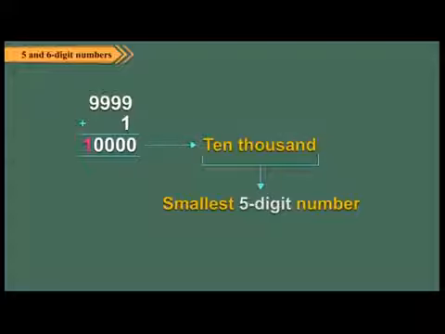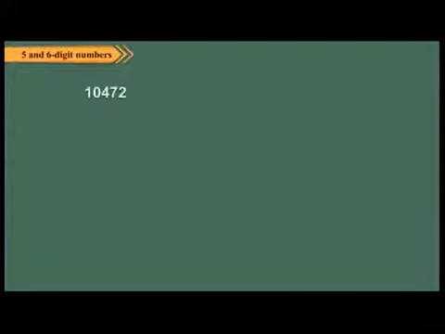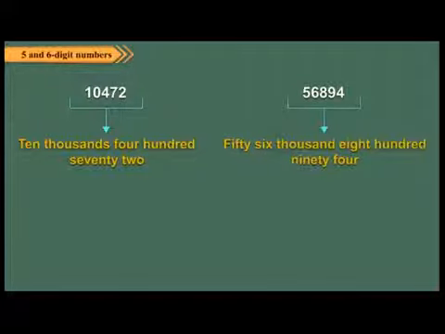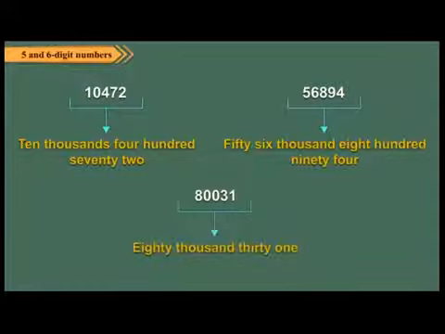Some other 5-digit numbers are 10,472. It is read as ten thousand four hundred seventy-two. 56,894. It is read as fifty-six thousand eight hundred ninety-four. 80,031. It is read as eighty thousand thirty-one.